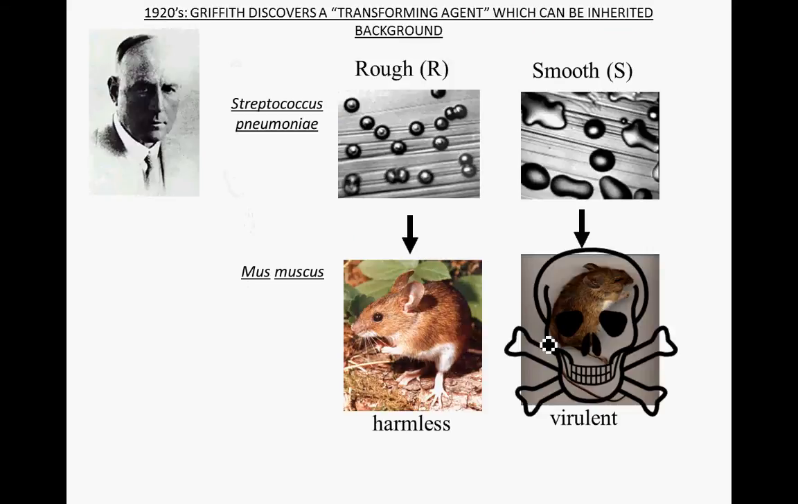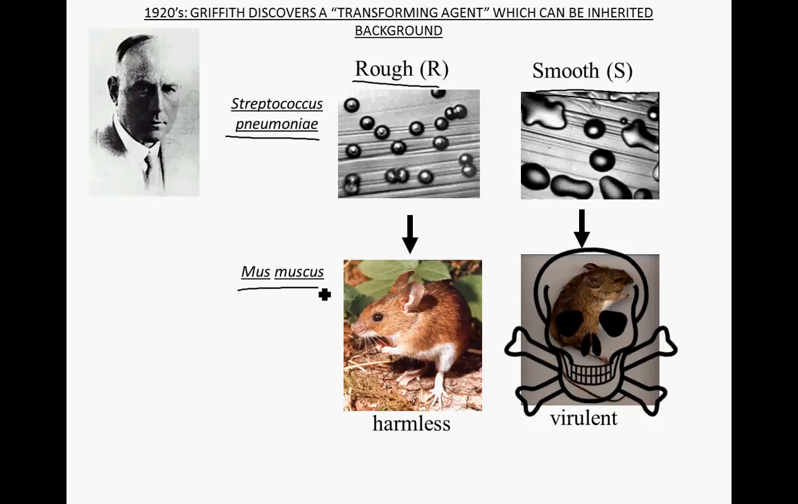Fast forward a few years into the 1920s, and Griffith discovers what he calls a transforming agent, which can be inherited. A little bit of background here to understand the details of his experiment: Griffith is working with a couple different strains of the bacterium Streptococcus pneumoniae, a rough strain and a smooth strain, described for what they look like. When you inject the rough strain into a mouse, Mus musculus, it's harmless. The mouse survives, no problem.